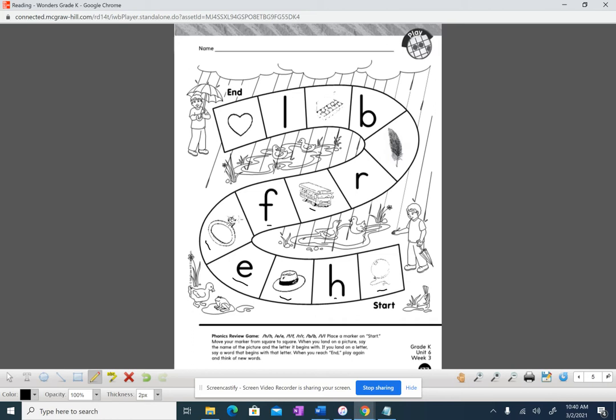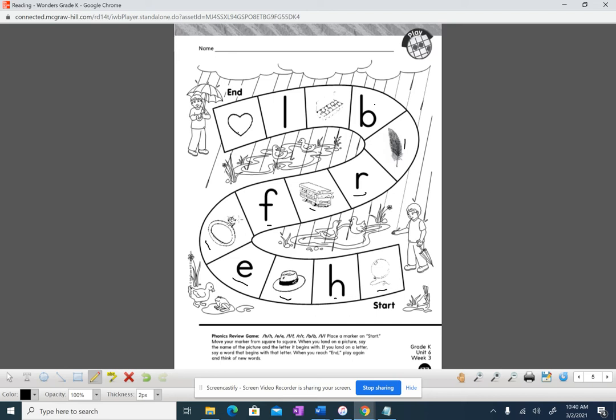Bus. B sound. R. Thinking of a color word that begins with R is red. Then we have a feather. Feather begins with the F sound. Ball. Eggs. E again. Lollipop. Heart. H.